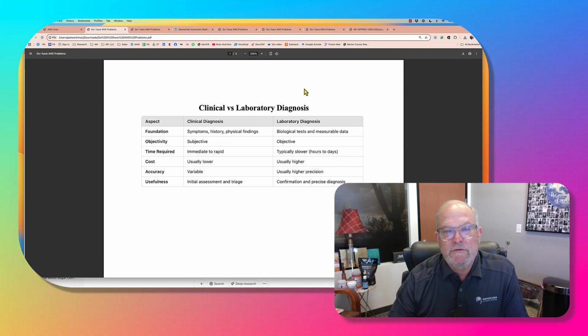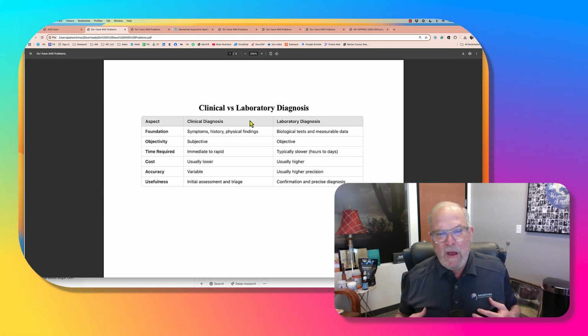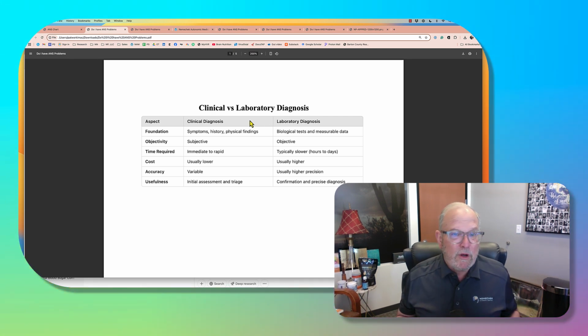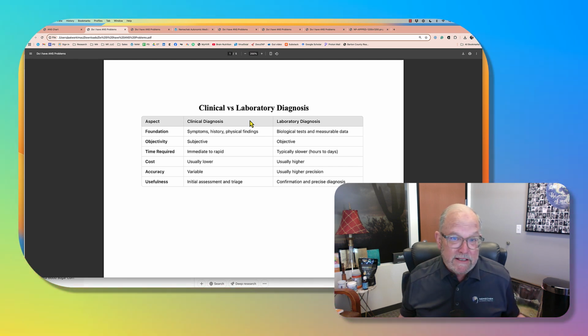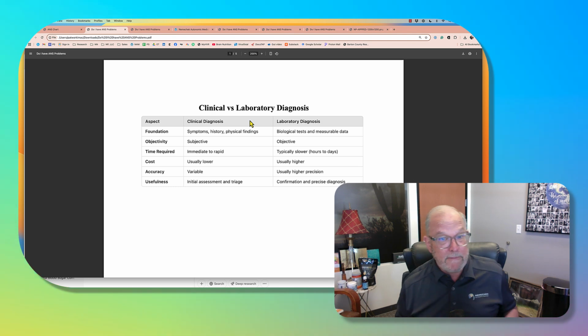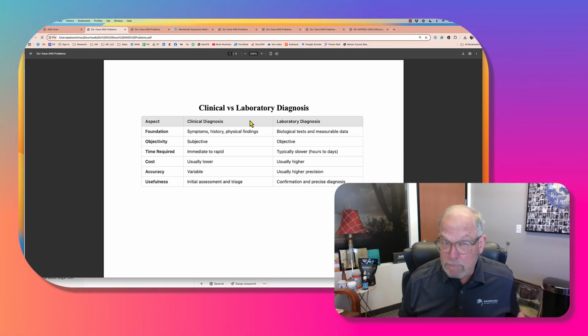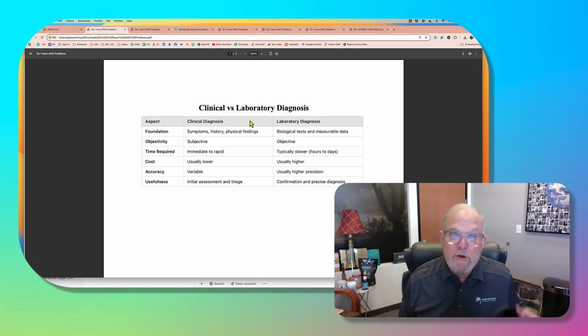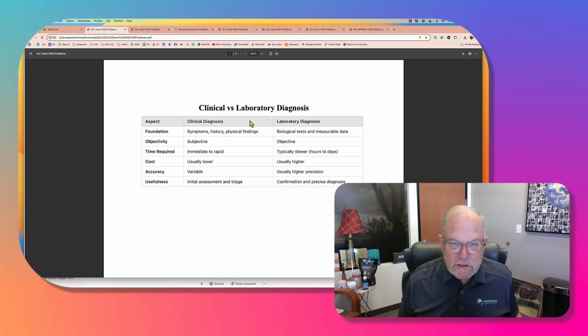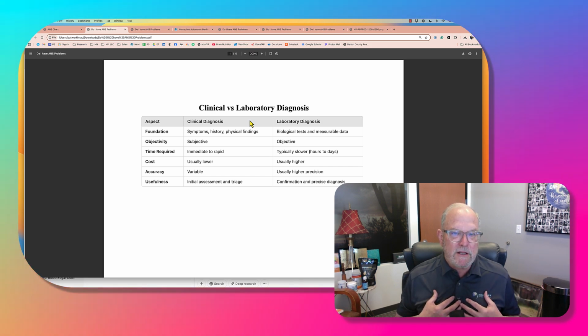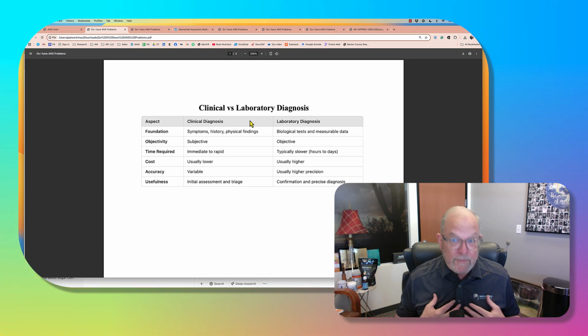Now, here's the difference between clinical and laboratory. You just think of clinical as, how does the patient feel? What are their symptoms? What's the story that they're experiencing? What problems do they have? What problems do they not have? All right? You can get really, really accurate if you understand the story of what any particular illness looks like. And as an internal medicine doctor, that's what I'm trained to do.